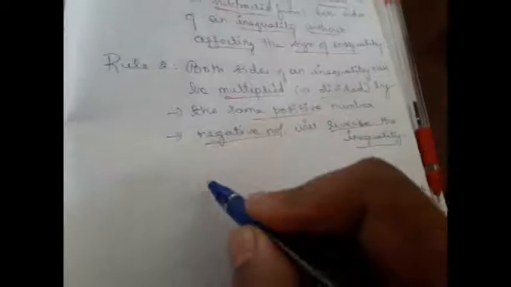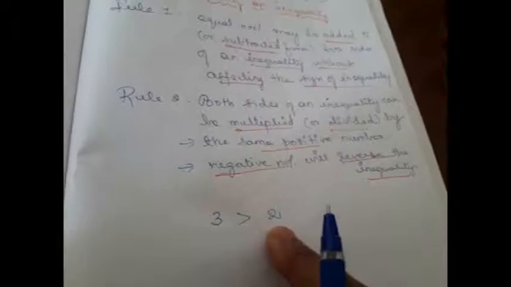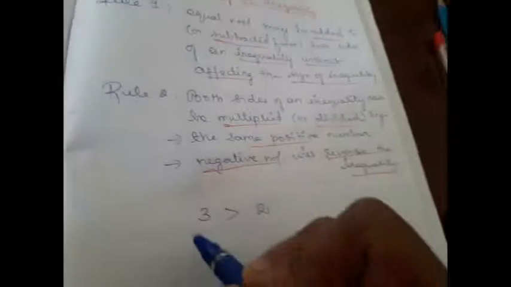Why? We can see some example. If I say 3 is greater than 2, I am saying 3 is greater than 2. I am going to add the same number on both sides. Say I am going to add 2. What will happen?